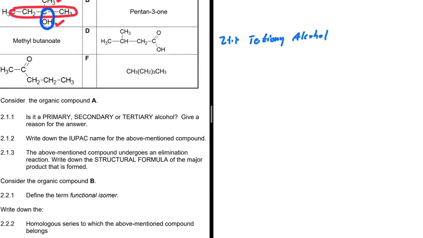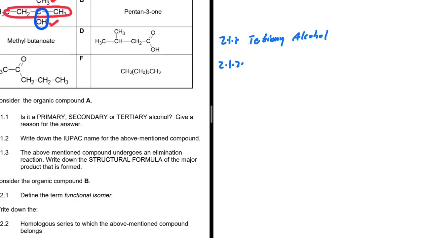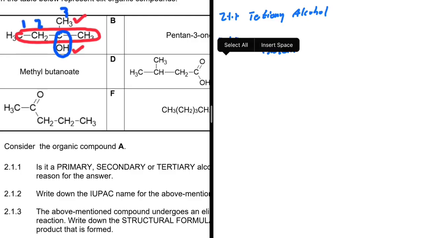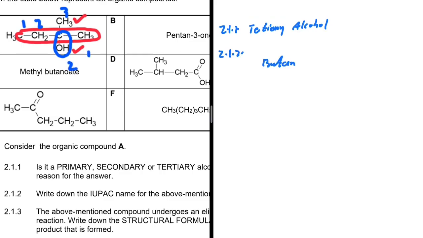Let's take a look at 2.1.2. Write down the IUPAC name for the above mentioned compound. Like we have figured out, we have 4 carbons on our longest chain, so that is butane. And then in which carbon is our functional group found? If we start counting from the left, we have 1, 2, 3. But if we start counting from the right, we have 1, 2. So clearly we have to start numbering our carbons from the right. So we're going to have butan-2-ol.